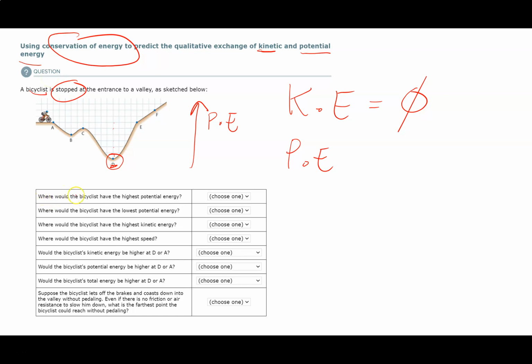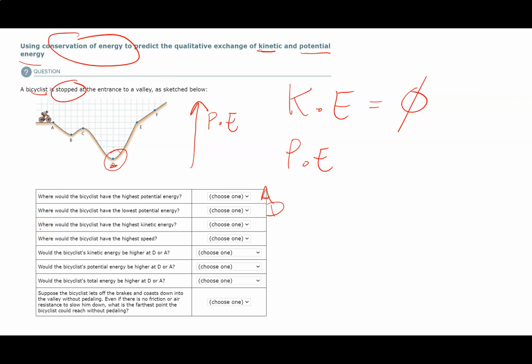So where would the bicyclist have the highest potential energy? This is a little bit confusing, but you could pick either A or E. They would never get to F though. So let's say A. A is where they're going to have the highest potential energy. And then it says, where would the bicyclist have the lowest potential energy? Remember, potential energy decreases as they fall down. So that's got to be D.